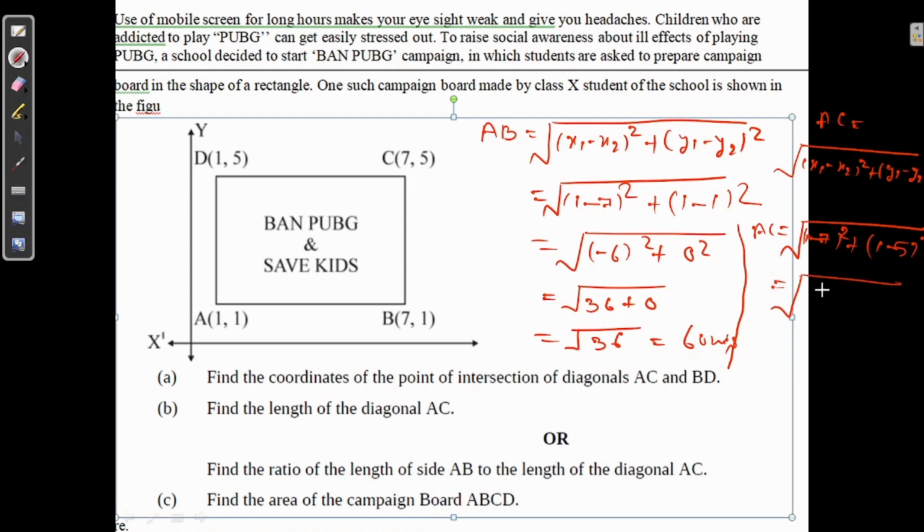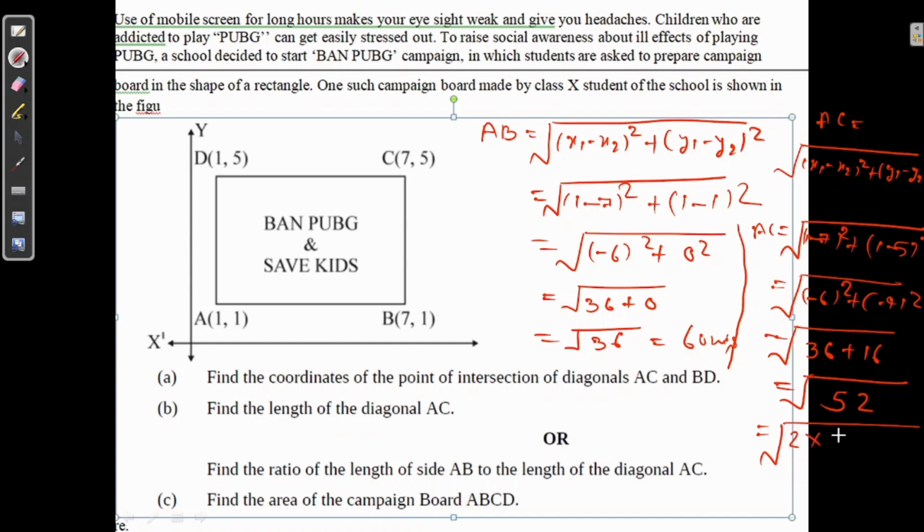Solve it. 1 minus 7 is minus 6. 1 minus 5 is minus 4. Simple. Solve. 6 square is 36. 4 square is 16. So it will be 36 plus 16, that is 52. Root of 52. Okay. So can we factorize it more? Let us do it. So root of 52, 2 into 26. Correct. So 2 into 2 into 13. I will get 2 root 13 units.